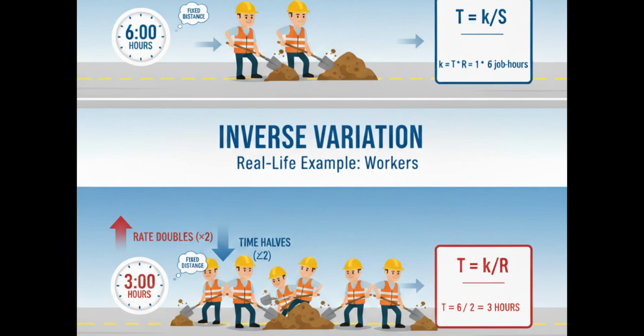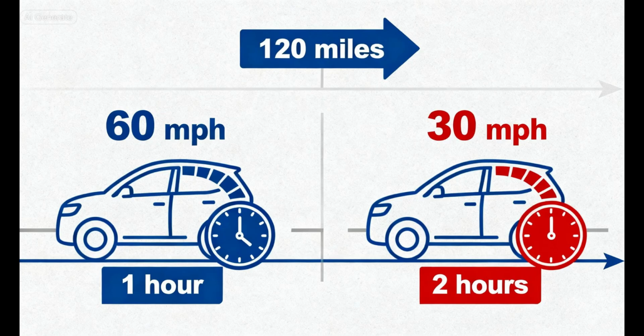In this example, we can see that when the workers work twice as fast, they finish the job in half the time. That's because in inverse variation, one value, like speed, doubles. The other value, time, becomes half. So faster work means less time needed to finish the same task.